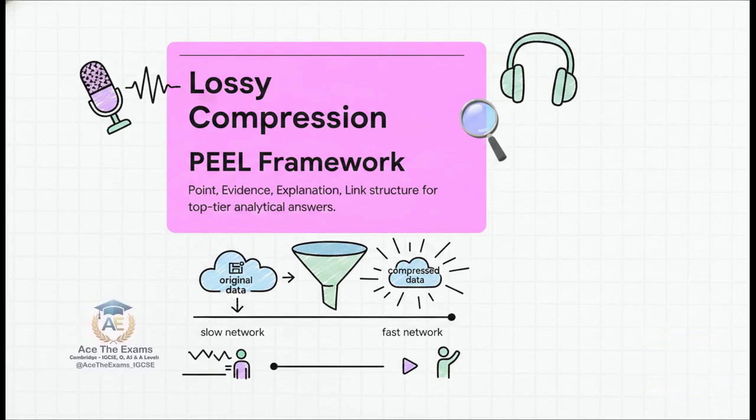And finally, the most important part that everyone forgets, the link. You tie it all back to the specific scenario they gave you. Consequently, users with slower mobile networks will experience less buffering during live playback. Do you see how powerful that is? Point, evidence, explanation, link. It is a completely foolproof system.